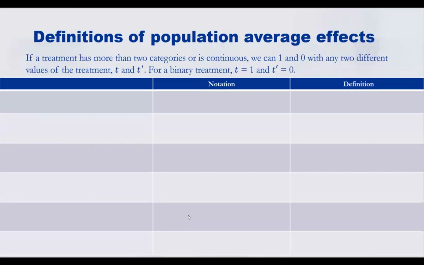You may notice that earlier we focused on a binary treatment. We only discussed t equals 1 and t equals 0, but in many of your real examples, your treatment may be continuous, or it may have more than 2 categories. If that is the case, we can replace 1 and 0 with any 2 different values of the treatment, t and t prime. And when the treatment is binary, t equals 1 and t prime equals 0. So in this form, I simply replace 1 and 0 in our previous definitions with t and t prime, respectively.